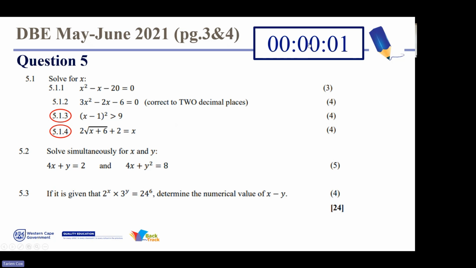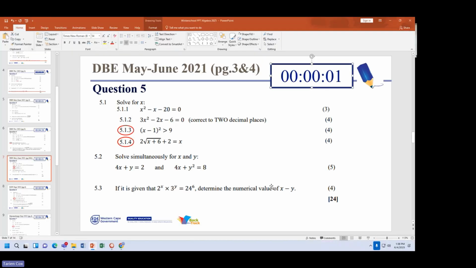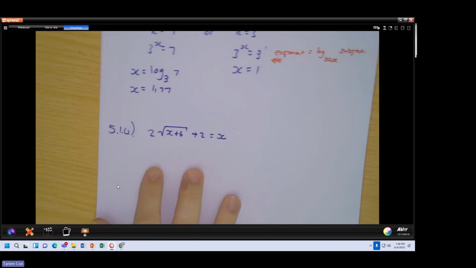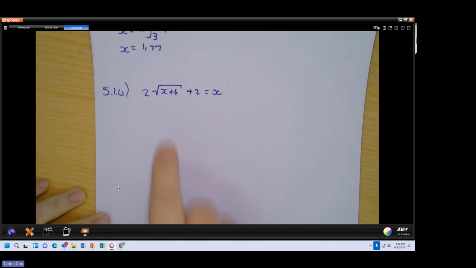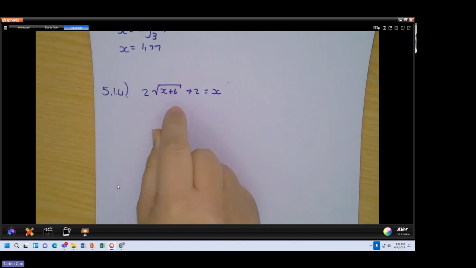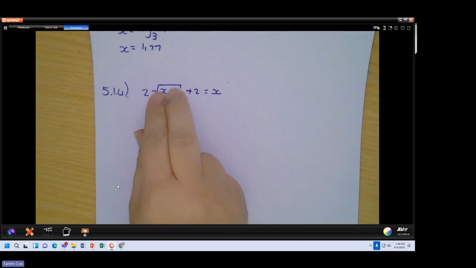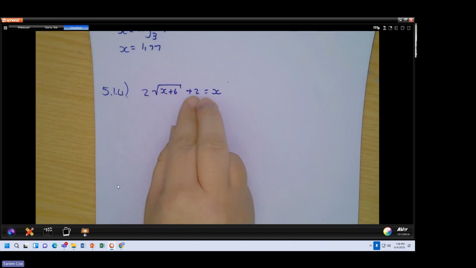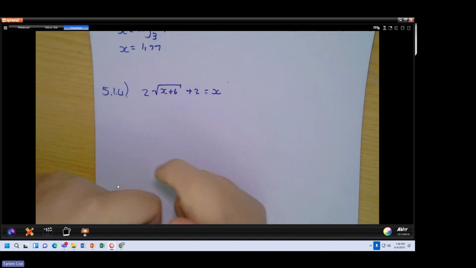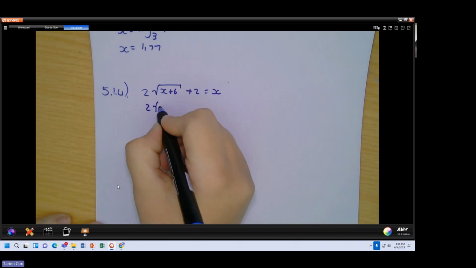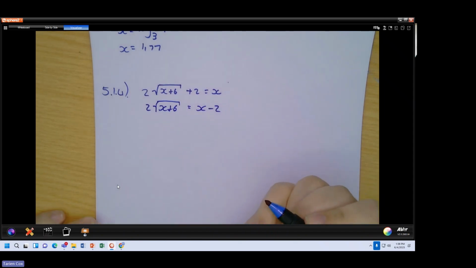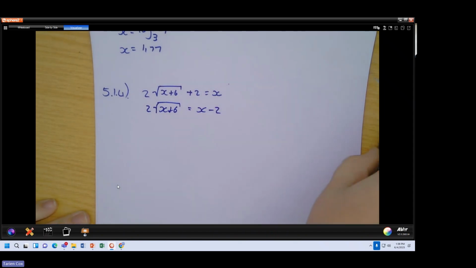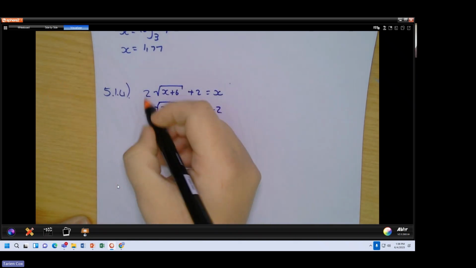Okay, grade 12, we are going to look at our answer. If I look at 5.1.4, again, it's the one of the third, which means that, again, I need to be able to square to get rid of the square root. But that means I want to isolate the square root, which means I need to get rid of this plus 2. It needs to go over to the other side. So I've got 2 square root x plus 6 is equal to x minus 2. Right? To get rid of the square root, we've learned that we need to square.